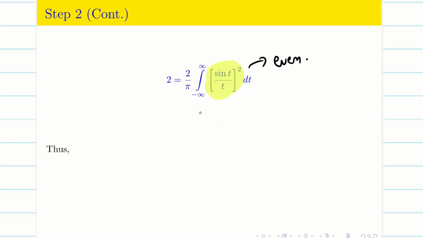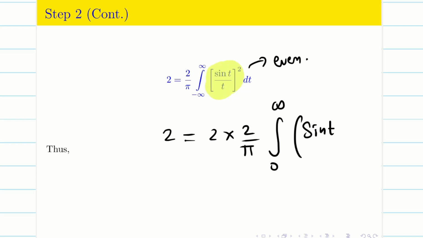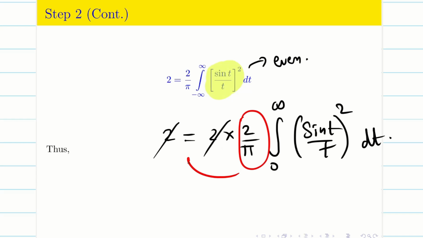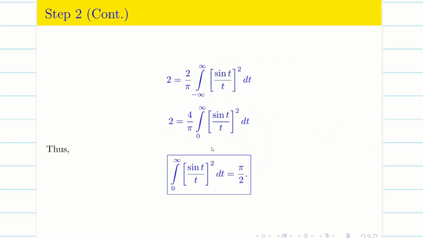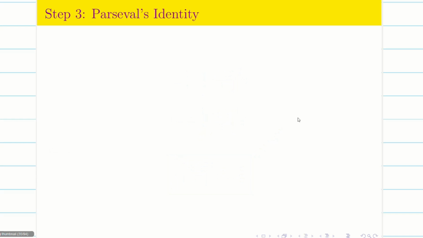Therefore, again I can apply the property. I can write this as 2 into 2 by pi integral 0 to infinity (sin t by t) whole square dt. Now this 2 gets cancelled. I can bring this 2 by pi to the other side and we will achieve the deduction. So the first deduction gets over. Now we are going for the second deduction. Parseval's identity can be used.